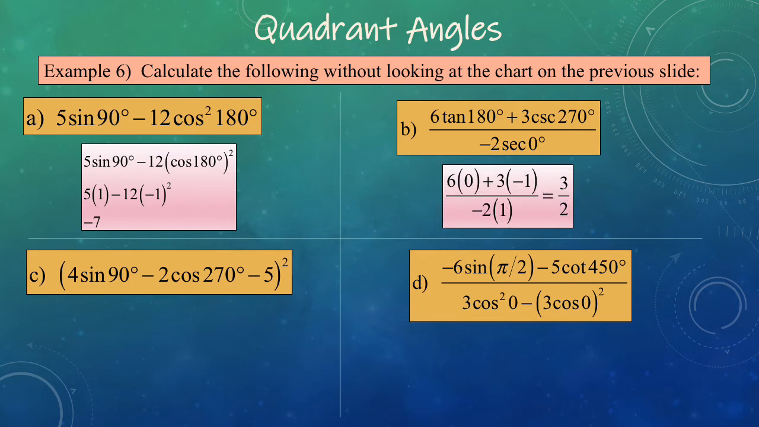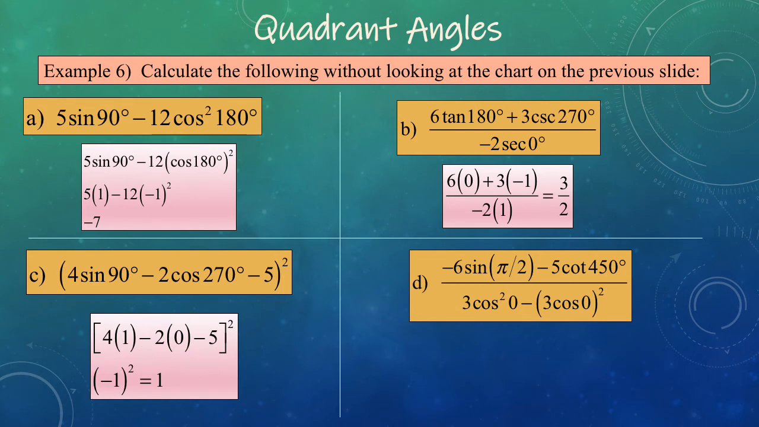In B, we have the fraction 6 tangent of 180 degrees plus 3 cosecant of 270 degrees, all over -2 secant of 0 degrees. Tangent of 180 degrees is 0, cosecant of 270 degrees is -1, and secant of 0 degrees is 1. So we have 6 times 0 plus 3 times -1, all over -2 times 1. Answer is 3/2.